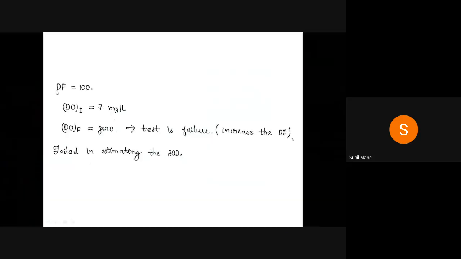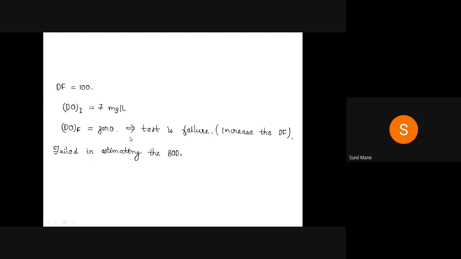So the dilution factor here has been taken as less. That is why the organic matter is more, and in that case the dissolved oxygen which has been available in that bottle is not enough for consumption. Because of that, it has become zero. And at what point it has become zero, we don't know. So that is why there itself we should write that the test result is failed.